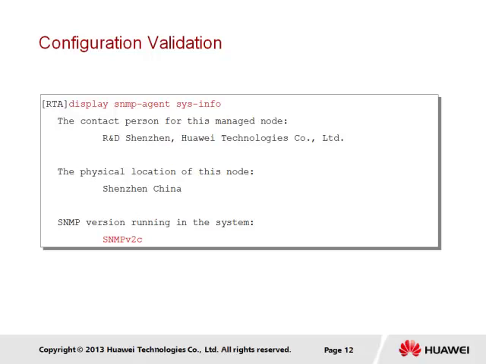Since it is likely that many network elements will exist, it is important to be able to distinguish between each. This is also possible through the snmp-agent sys-info command, through which contact information and location details can be registered. In this instance, however, we have maintained the default configuration settings.